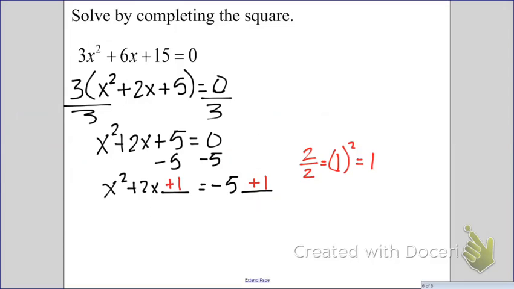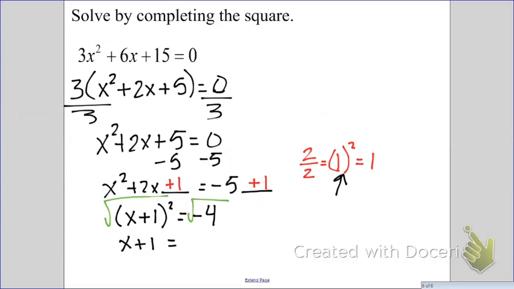Factor out the left-hand side. X plus what? Well, remember, always look here at the thing that you squared. It's 1, and so that's squared. Equals -5 plus 1 is -4. Now it's time to get rid of the exponent. Square root both sides, and I get x plus 1 equals the square root of -4.